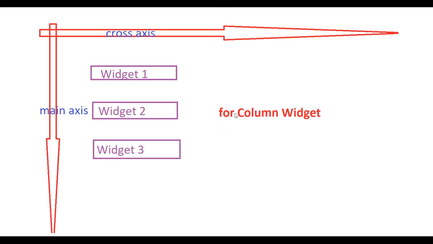And for the column widget, the cross axis is from left to right and the main axis is from top to bottom. So by default, the widgets will be arranged from top to bottom. Let me explain the row widget in detail.